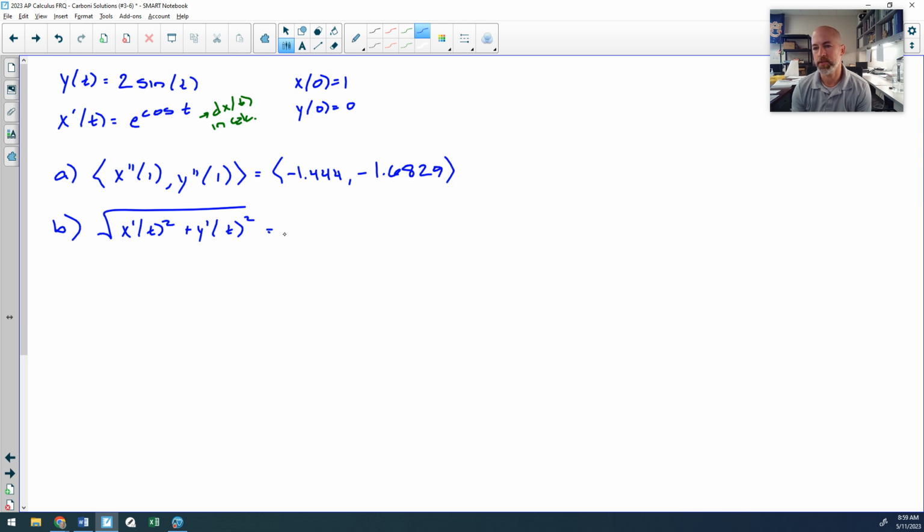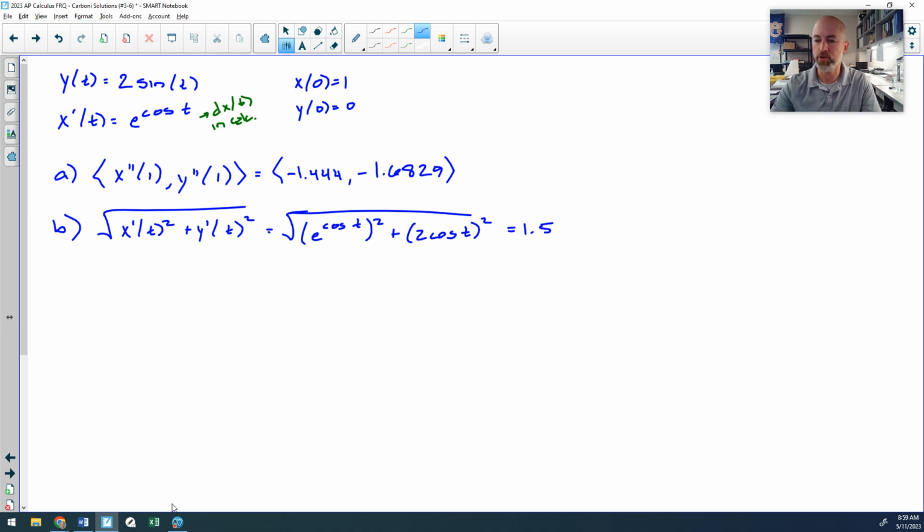And if you want to, I can plug in: x prime is e to the cosine. And I'm really wasting time here. I don't need to do this. Plus y prime is going to be 2 cosine. Man, I'm being very daring. And that is my speed. The way you compute speed, we need that to equal 1.5, and we will solve this graphically.